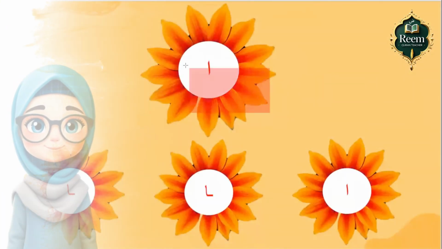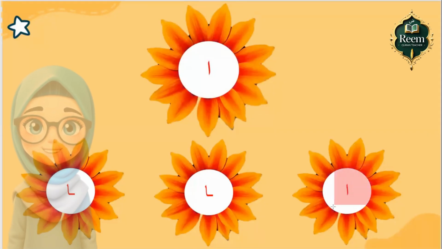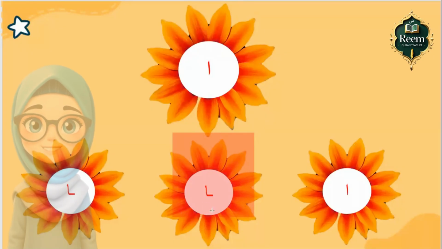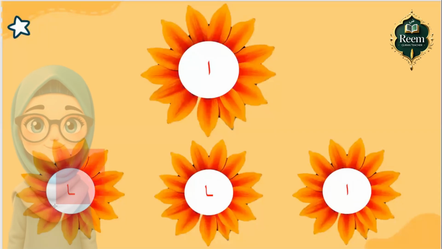Alif. This is the form of Alif at the beginning of the word. It doesn't connect with the following letter. And that is the form of Alif in the middle of the word. It doesn't connect with the following letter, but it's connected to the previous one. This is the form of Alif at the end of the word. It's connected with the previous letter.